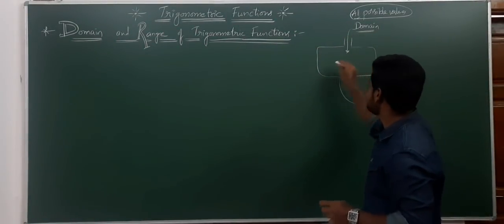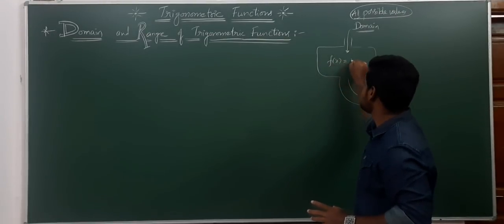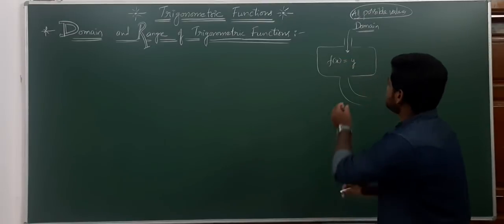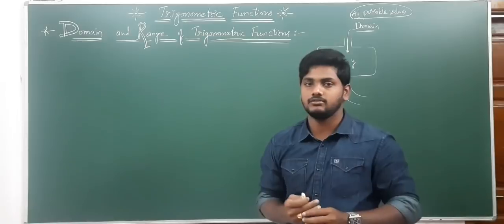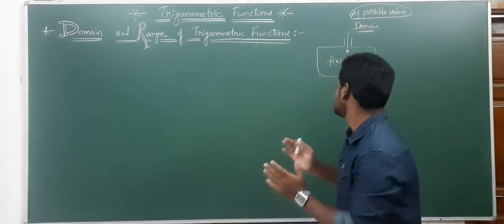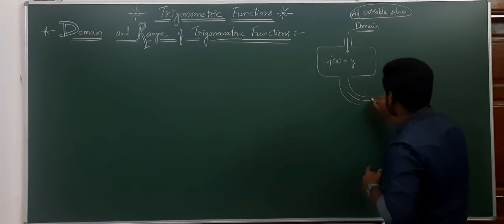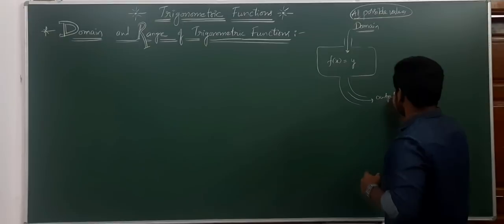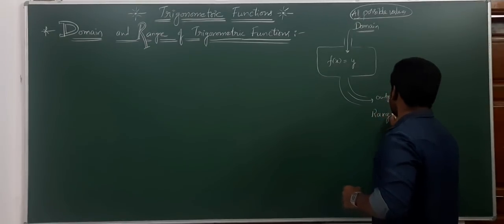So this box is nothing but a function. Function will be represented with either f of x or y. This f of x or y may be sin x, cos x, tan x, or x square, or modulus of x. So those are functions. By putting these possible values, what output will it give? Those output values we will consider as range.